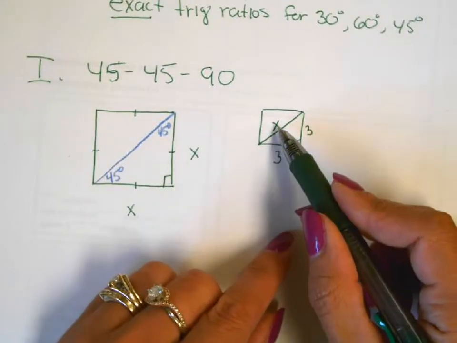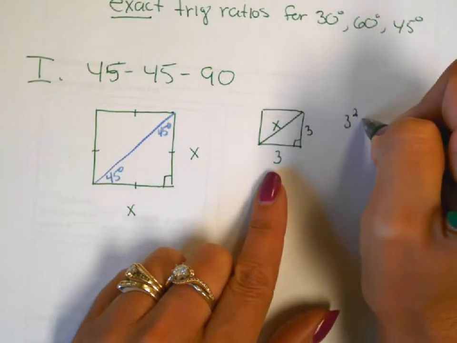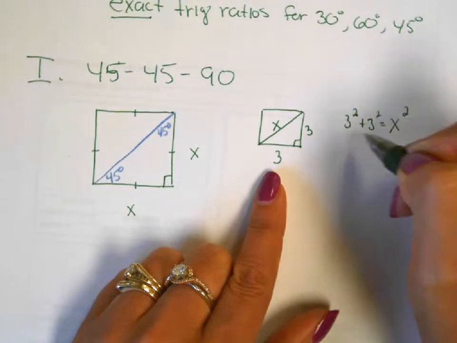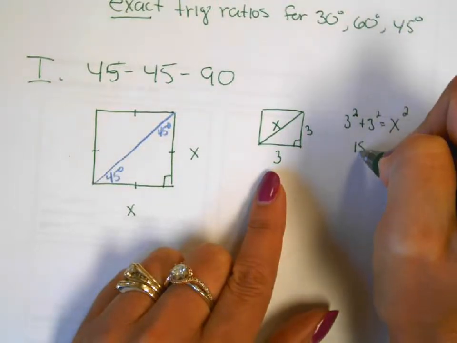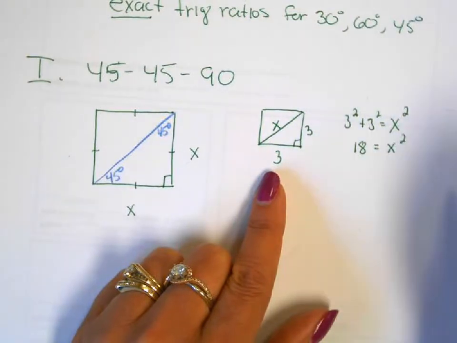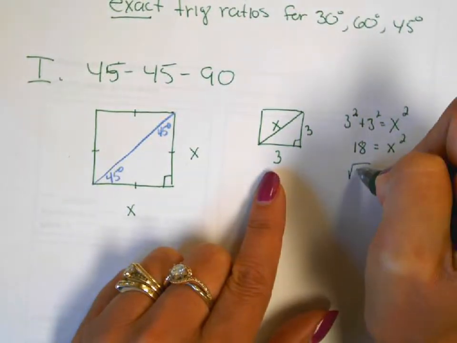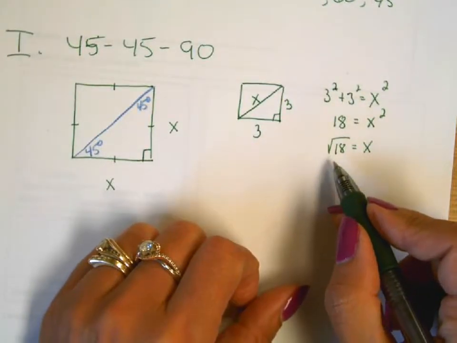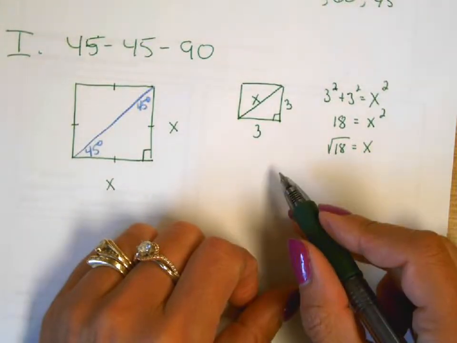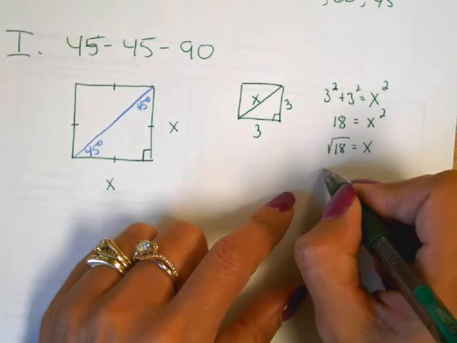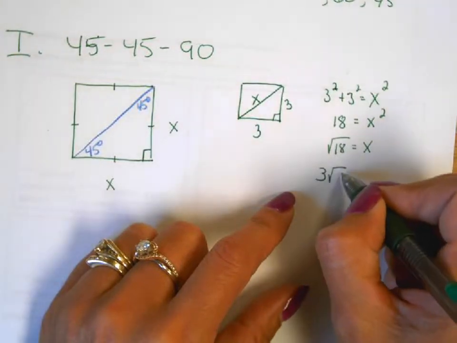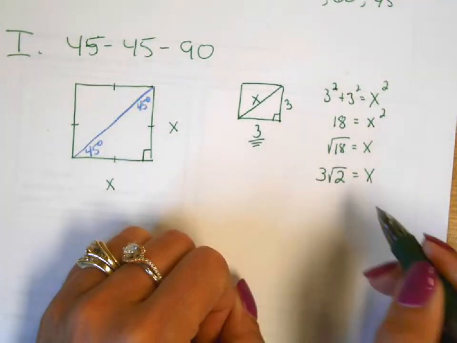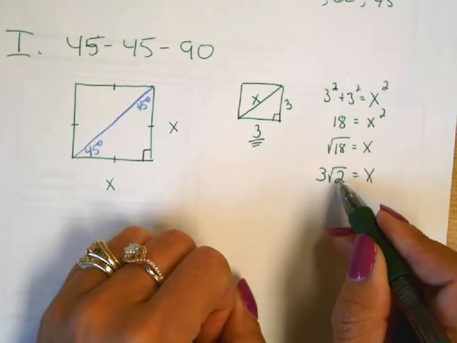Okay, so Pythagorean theorem, and we'll find this side length. 3 squared plus 3 squared equals x squared. 9 plus 9 is 18. So we do the square root of 18. How does that simplify? What's in 18 that's a square number that we can take out? 9 comes out as 3. So we have 3 times the square root of 2. So what did this leg length of 3 get multiplied by? A square root of 2.